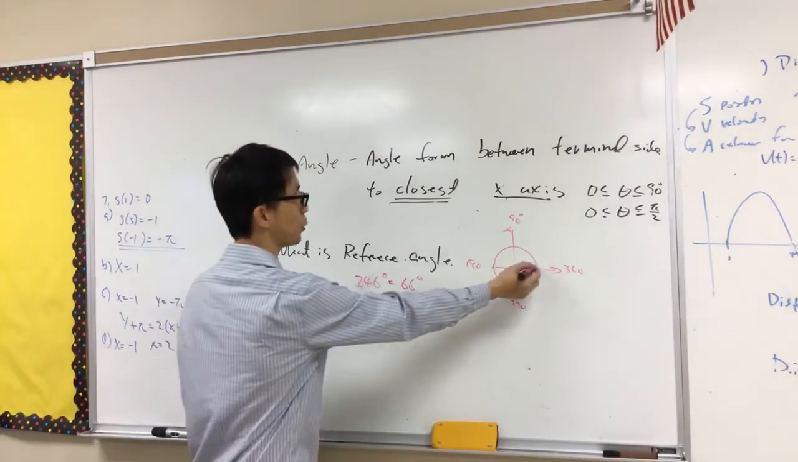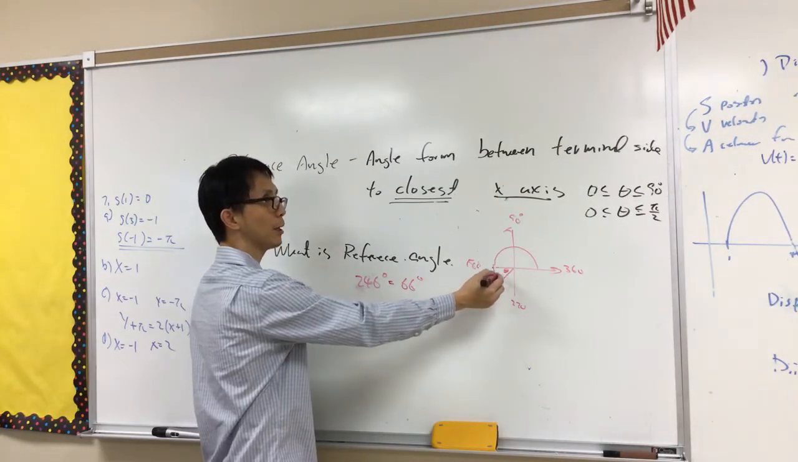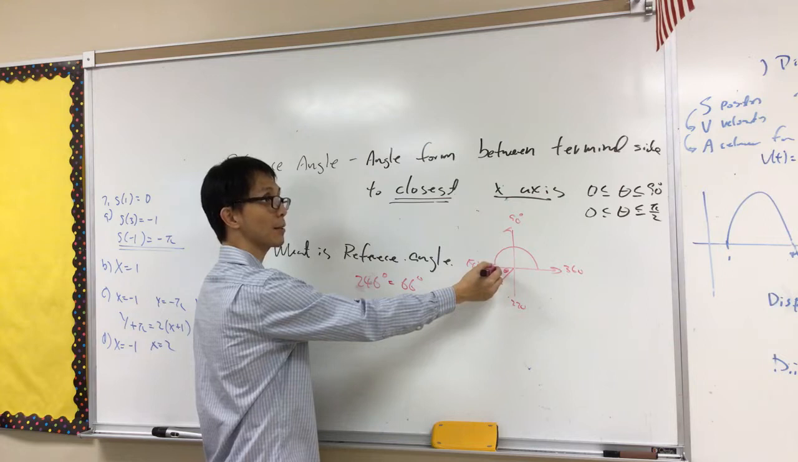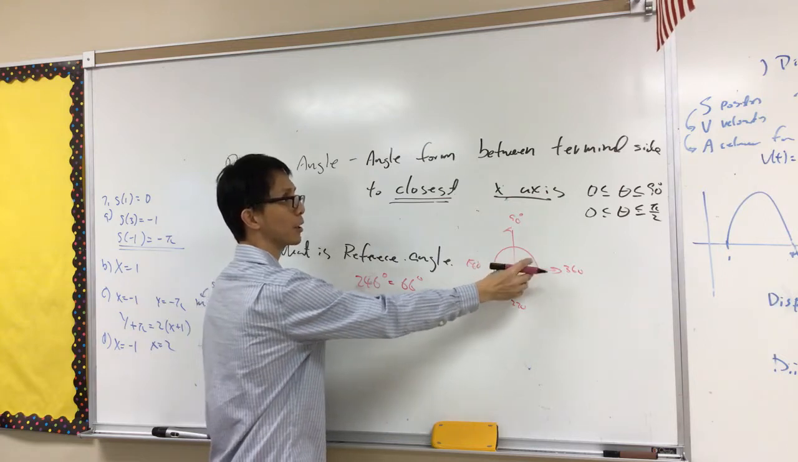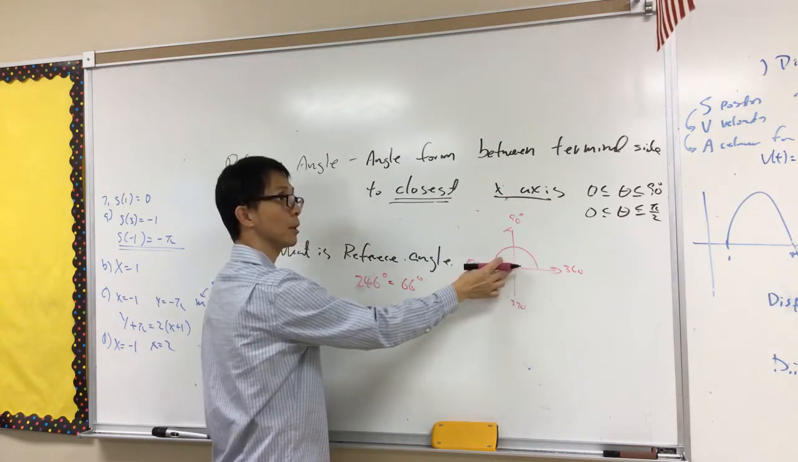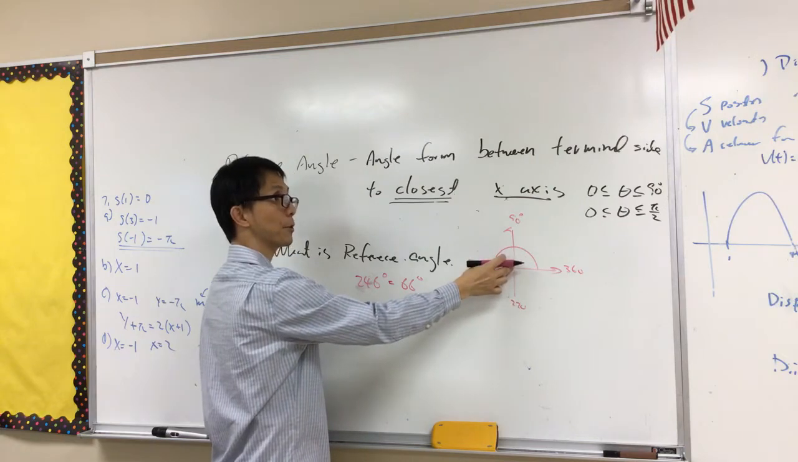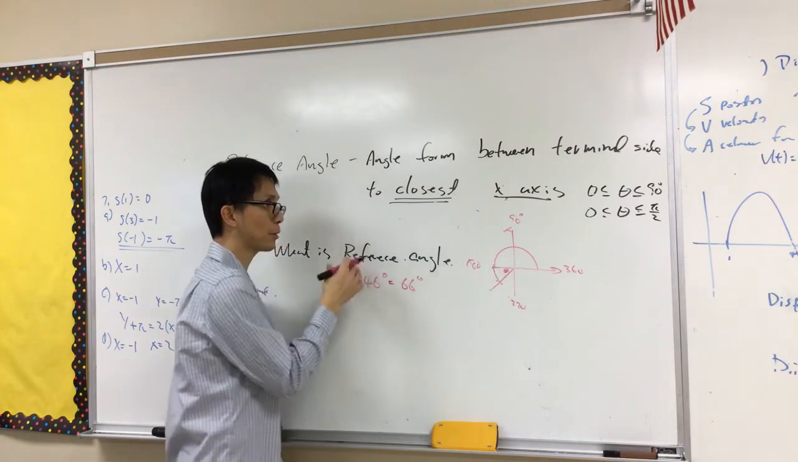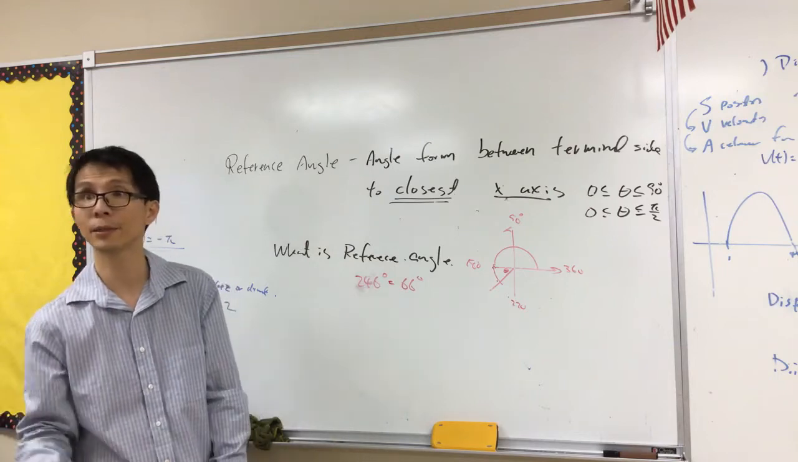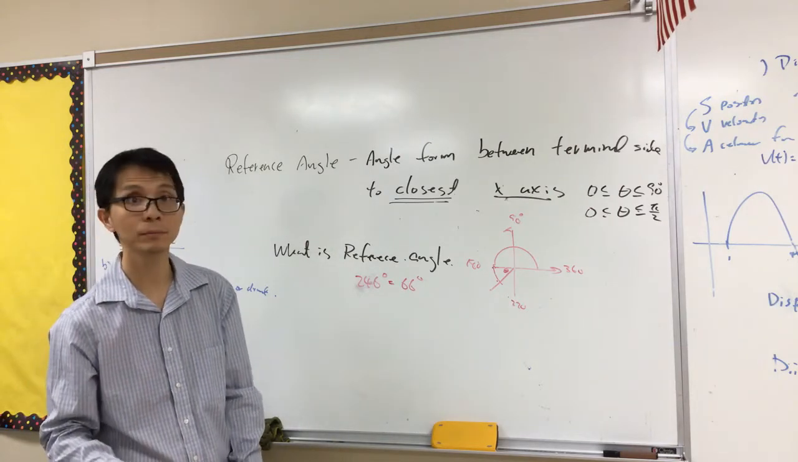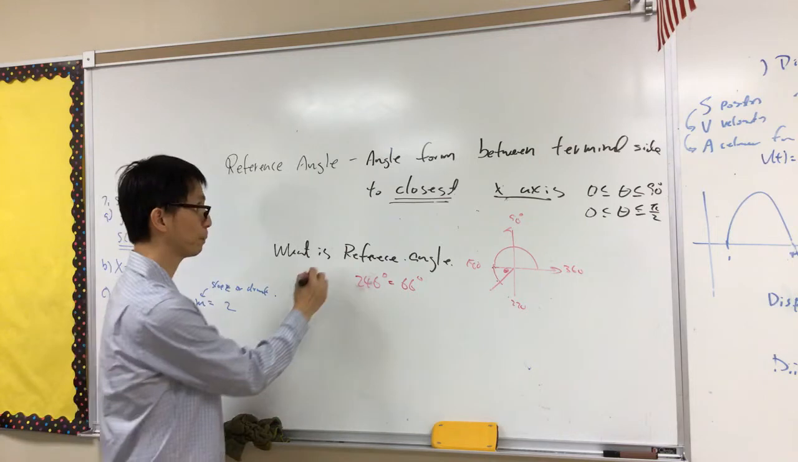Because you draw it, you find this one, and you just have to compare with the x-axis. You decide which axis to compare with. You want to compare with this one because this is closer. So it will be 246 subtract 180, which is 66. Okay, how about you try one?